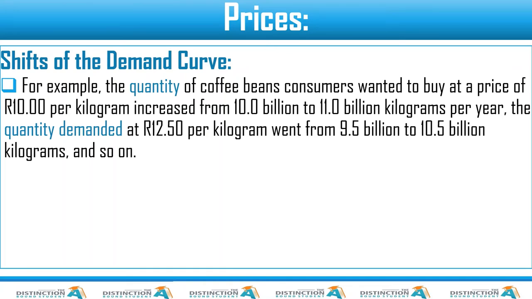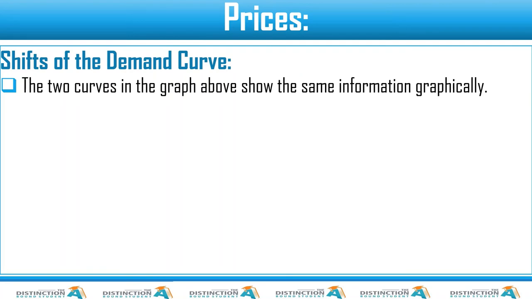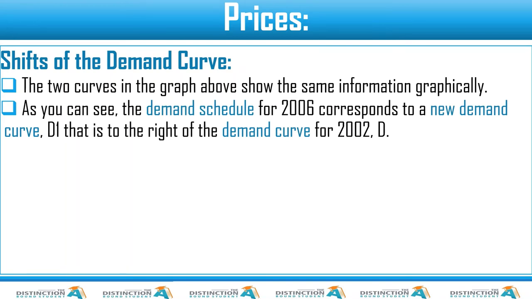So we're going on ahead to explain, but you have seen this is the same explanation. What I was explaining is being written here. So you may need to pause, write down these notes or whatever you want, but this is exactly what I was explaining. What is clear from this example is that the changes that occurred between 2002 and 2006 generated a new demand schedule, one in which quantity demanded was greater at any given price than the original demand schedule. So the two curves in the graph above show the same information graphically. As you can see, the demand schedule for 2006 corresponds to the new demand curve D1.